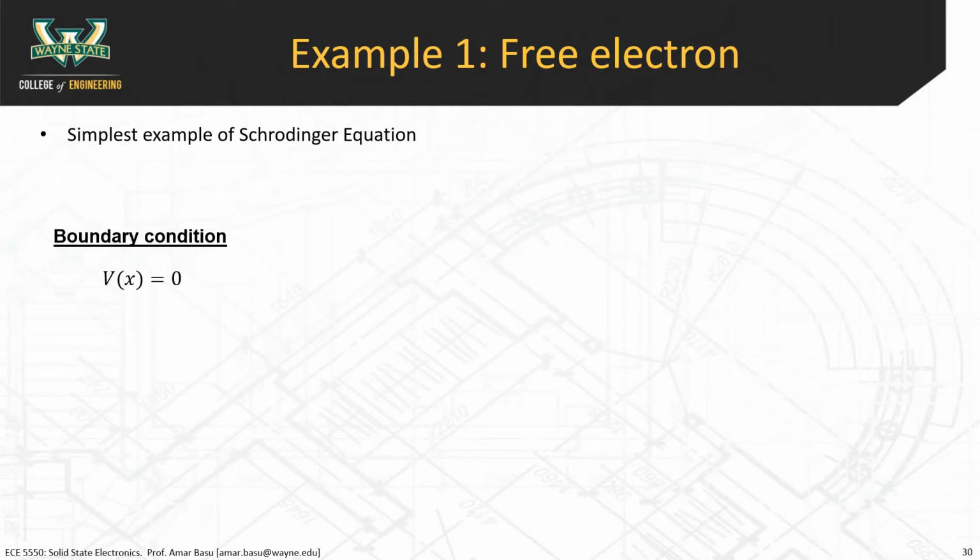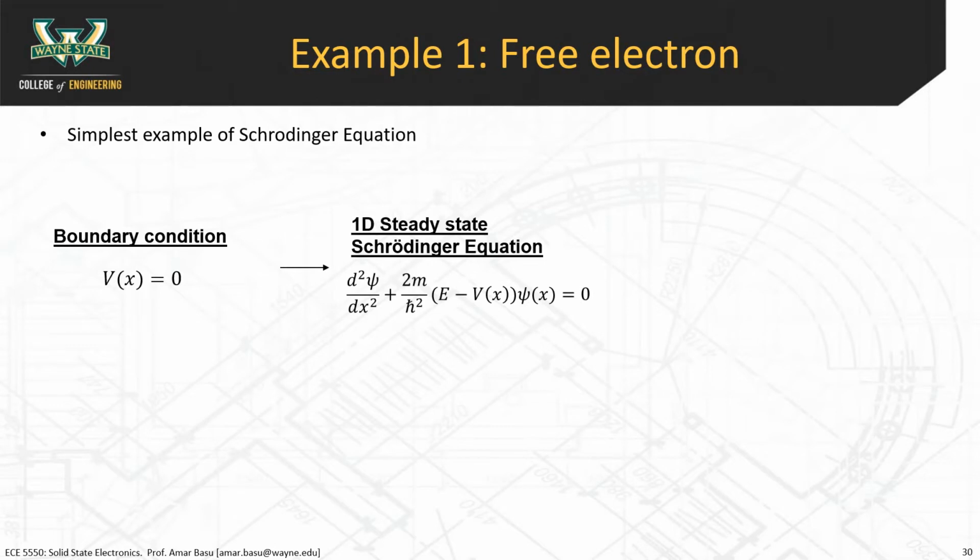From this boundary condition, you take it to the one-dimensional steady-state Schrodinger equation. That's the simplest form of the Schrodinger equation that we just talked about. D squared psi dx squared is equal to 2m over Planck constant squared, times the energy of the electron minus the potential V, times the wave function psi. What we're trying to do is solve for the wave function psi. The first thing we do is say V of x is equal to 0, so we get rid of that term, and you're left with this.